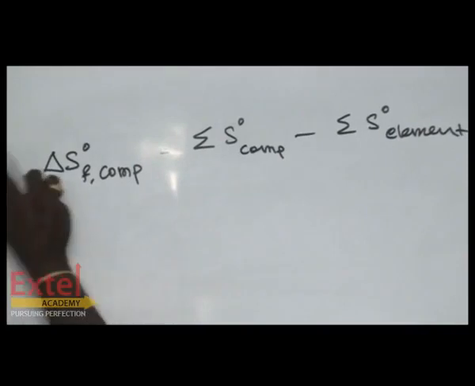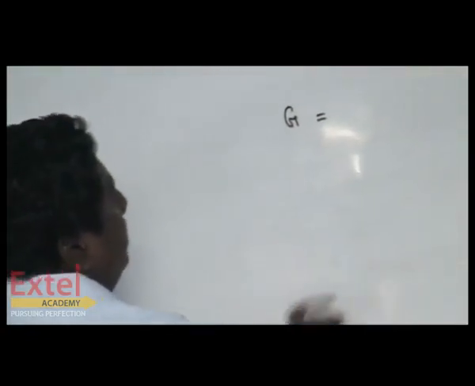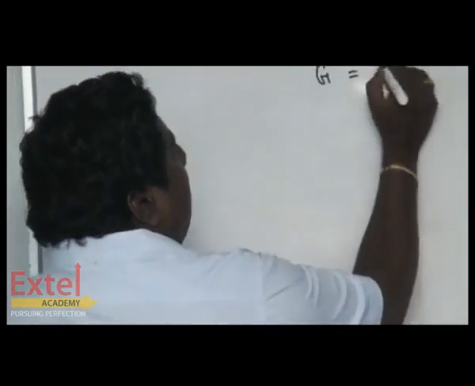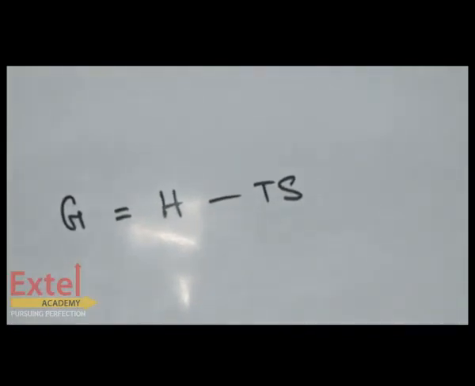The free energy, delta G, I have told you. Capital G is called free energy change. This can be represented as G equal to H minus TS, where G is the free energy, H is the enthalpy, T is the temperature, S is the entropy. This is the relation between enthalpy and free energy functions.